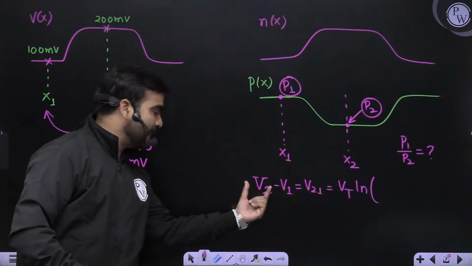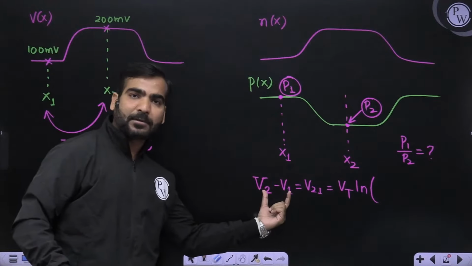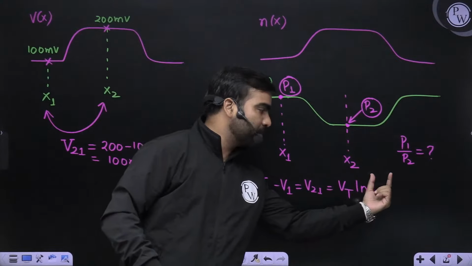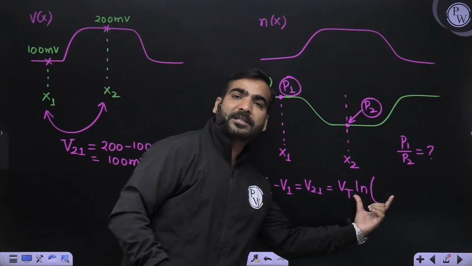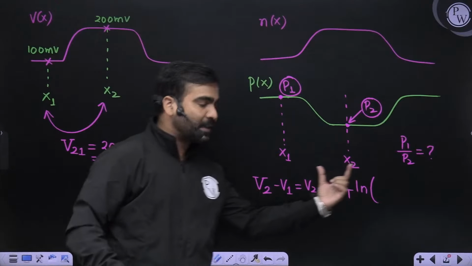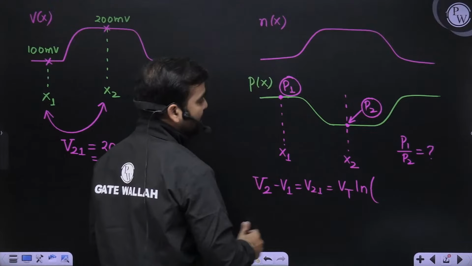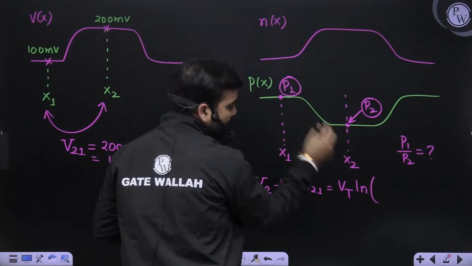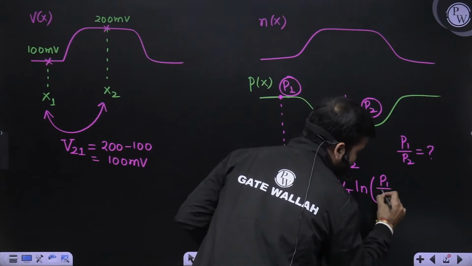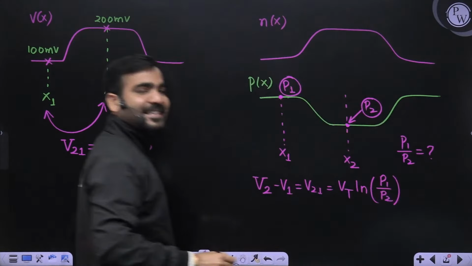Since this V2 minus V1 is a positive number, in Vt ln of some number, the number in the log should also be positive, because the left side is a positive number, so the right side should also be a positive number. Then you should write P2 by P1 or P1 by P2. P1 is more compared to P2, so write P1 by P2. Okay, this is the case.